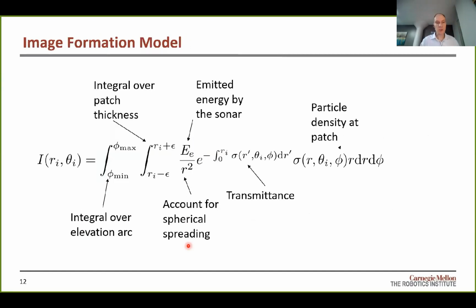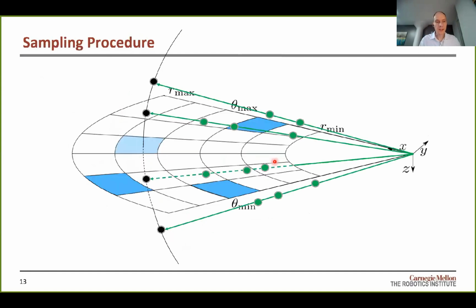And so the image formation model differs a bit from the vision case. The first thing is we have to integrate over the elevation arc. So it's not just along the ray. Then we have to account for spherical spreading. So that's different, not a ray again. And then the transmittance is a bit different, but that is a well-known quantity.